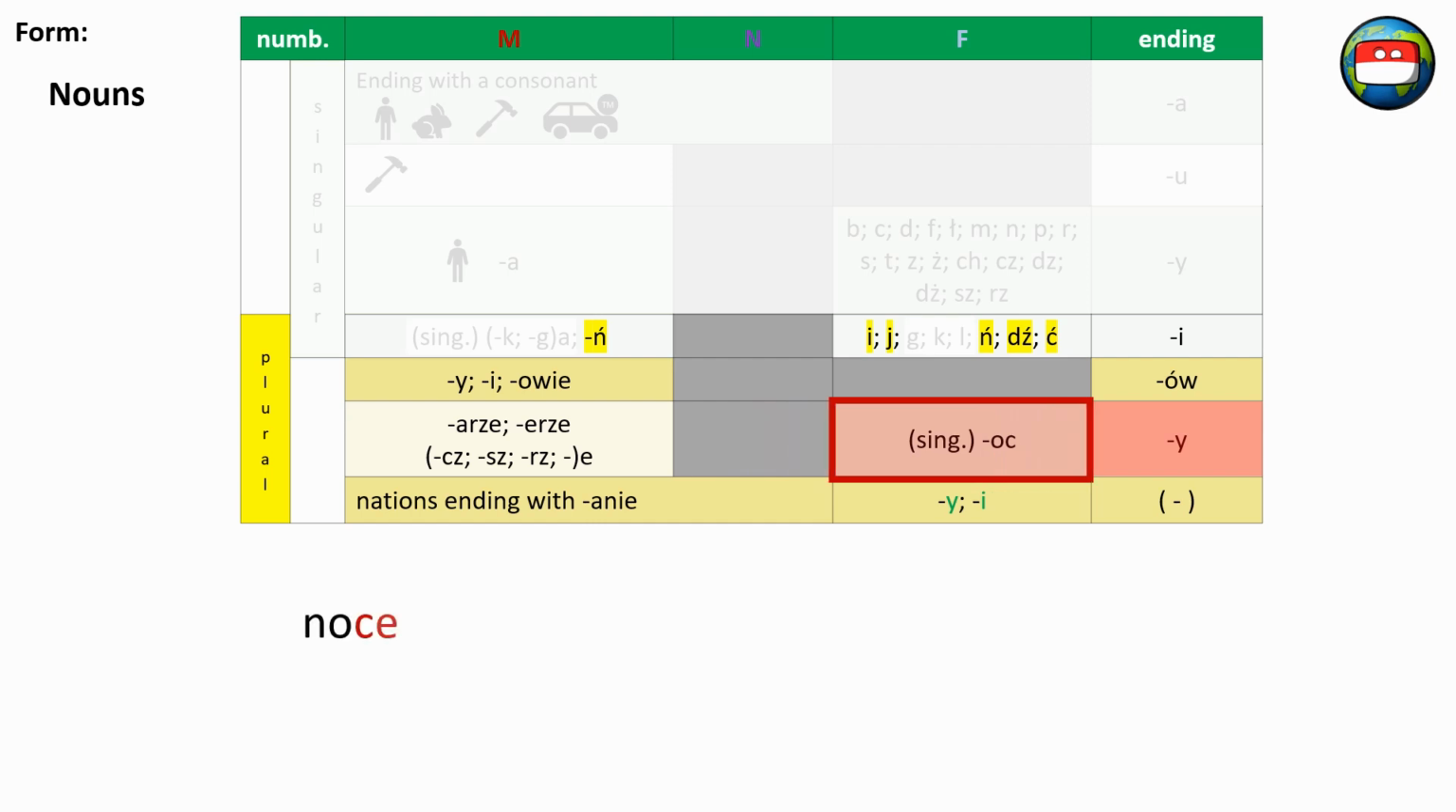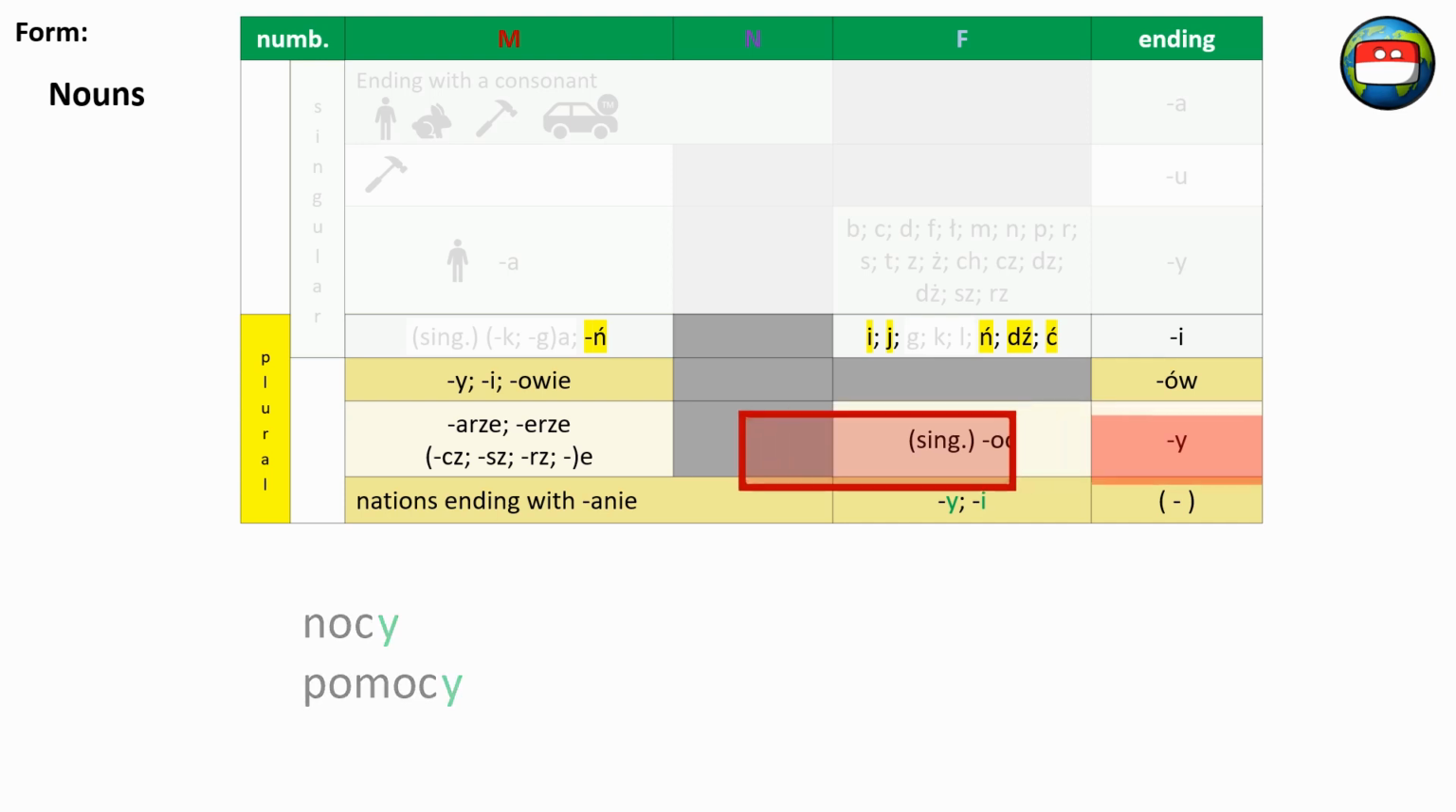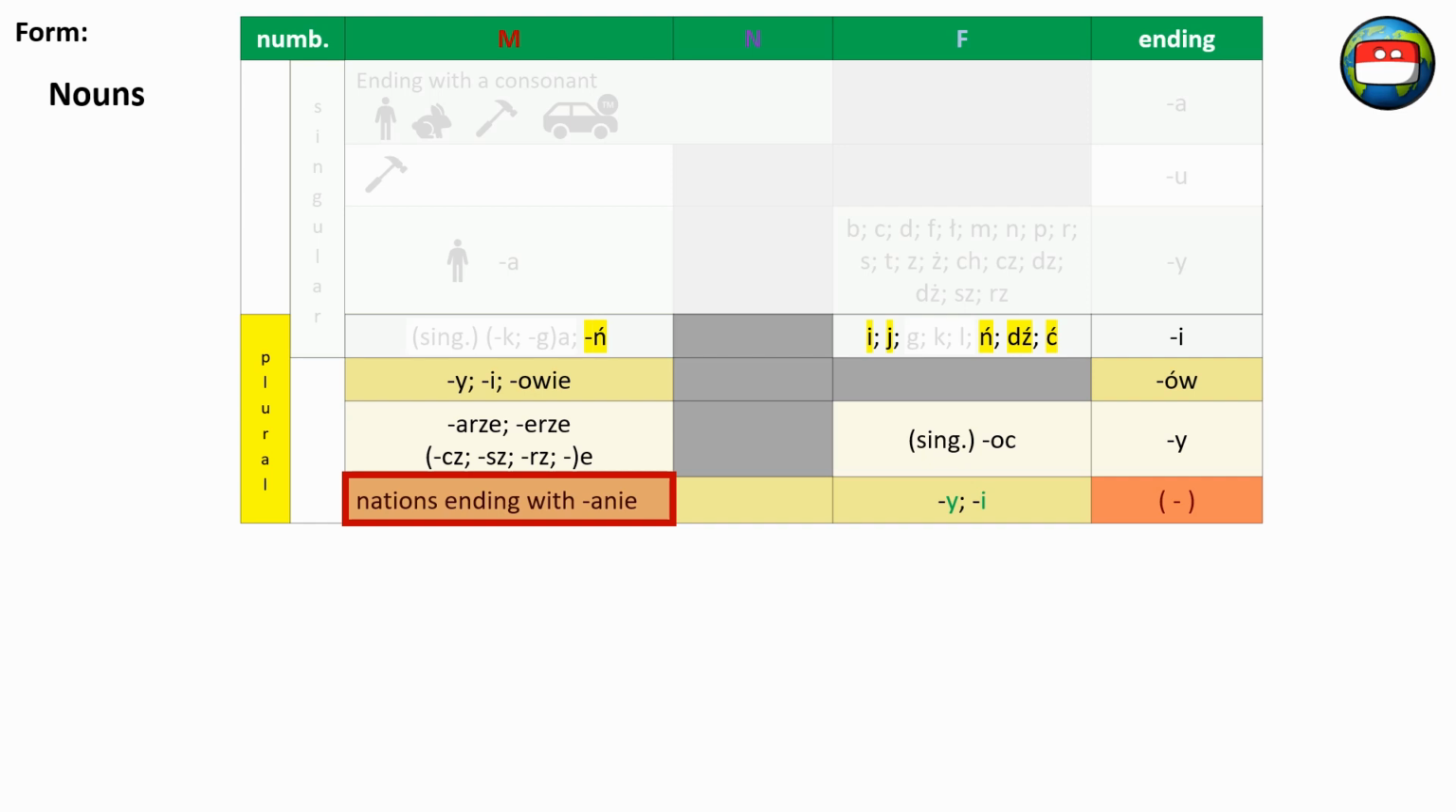And there are also a couple of feminine nouns that apply this ending in plural. Noc, noce, nocy. Pomoc, pomoce, pomocy. Their singular genitive ending was mentioned previously, and it was the same ending. The last type of ending for genitive in plural is dropping a couple of letters at the end. For example, for names of nations that end with anie, it will be dropping the last 2 letters. Amerykanie, Amerykan, Rosjanie, Rosjan.